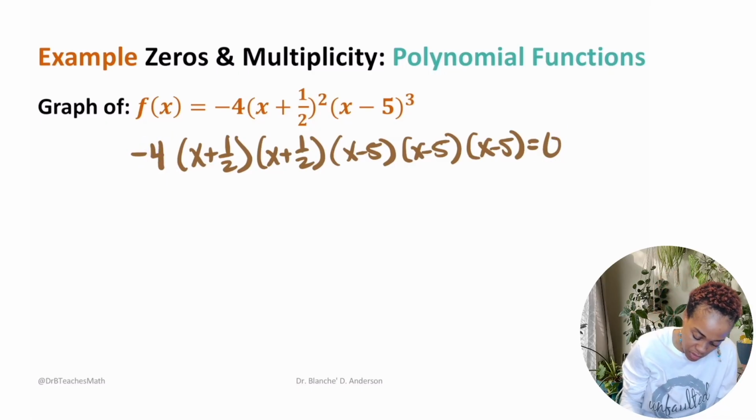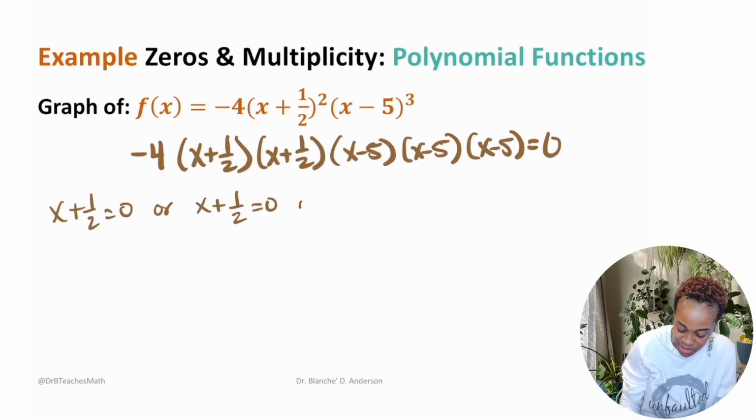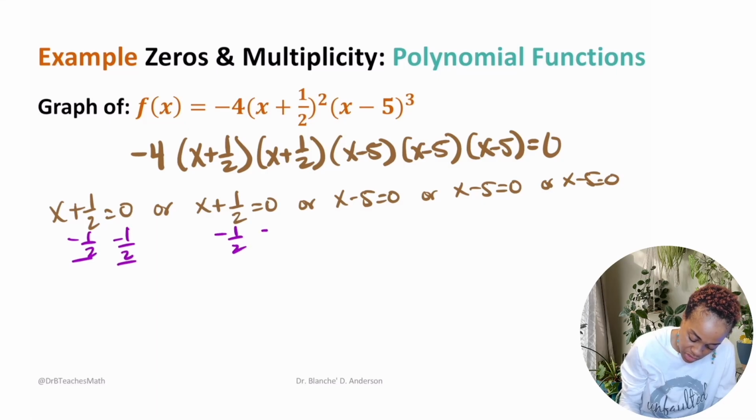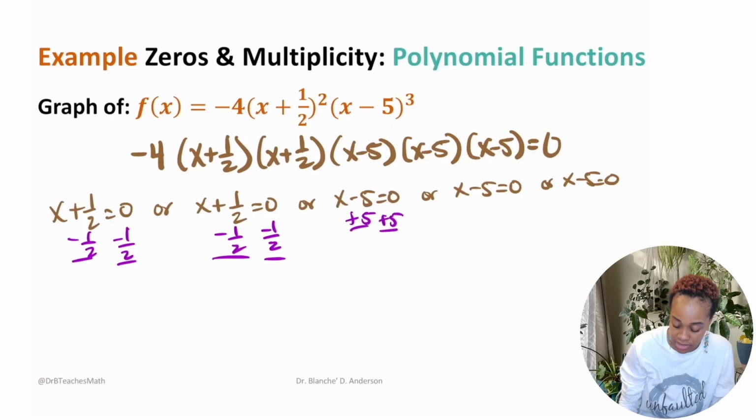But when you solve for the rest of these, you have x plus 1/2 equals 0, or x plus 1/2 equals 0, or x minus 5 equals 0, and so on for the three copies. Y'all get the gist, right? And when we solve this for x, we're going to subtract 1/2 on both sides. Same thing here. This one we're going to add 5 on both sides.